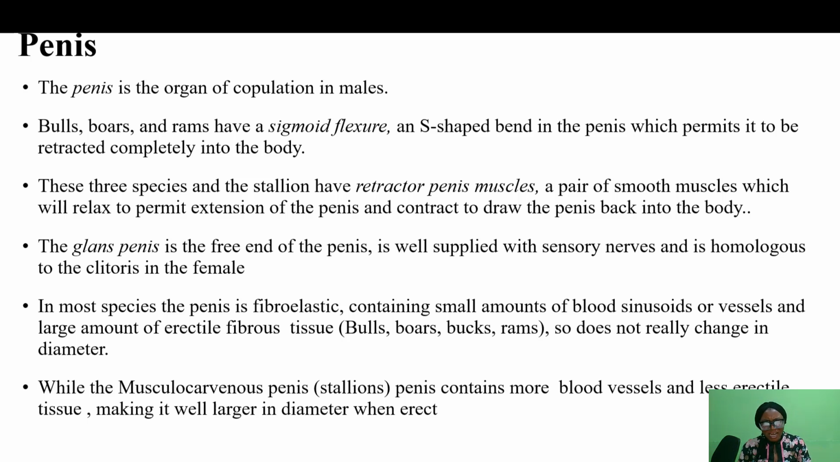So when the animal, especially the bull, the boar, the buck, and the ram, has a fully erect penis, there is no serious change in the diameter of the penis. But the musculocavernous penis, which is majorly found in stallions, that is male horses, contains more blood vessels and less erectile fibrous tissue. So during full erection, the diameter is much bigger and wider, and it is more fully erect.